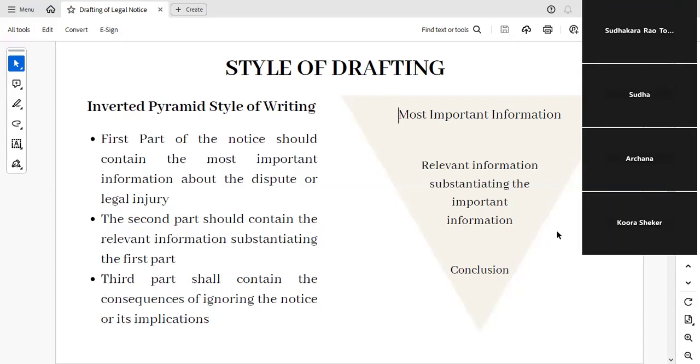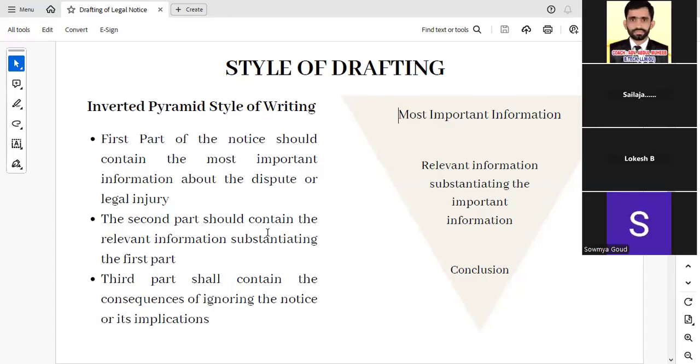The second part should contain the relevant information substantiating the important information, supporting the first part. So first, the most important information, then the part supporting the first. The third part shall contain the consequences, the results of ignoring the notice or its implications. If you neglect this notice, we will go to the court under the relevant law. The first part is the most important information. The second part is supporting the information. The third part is making the other person know that if you do not act on this, you will face the consequences.